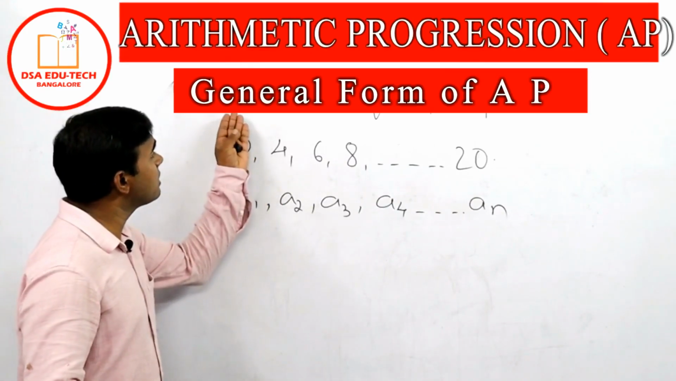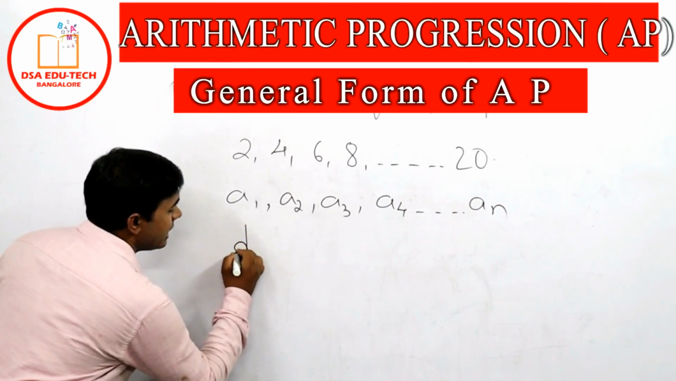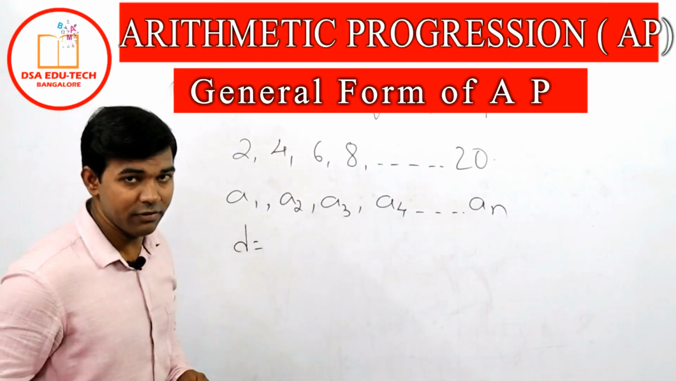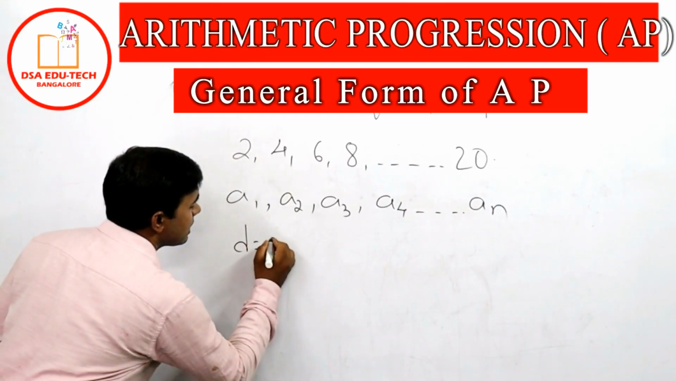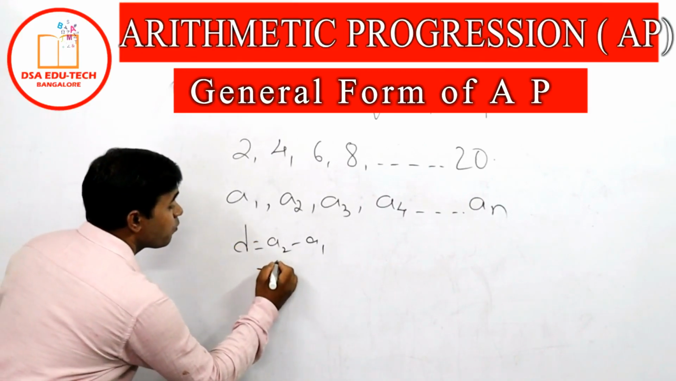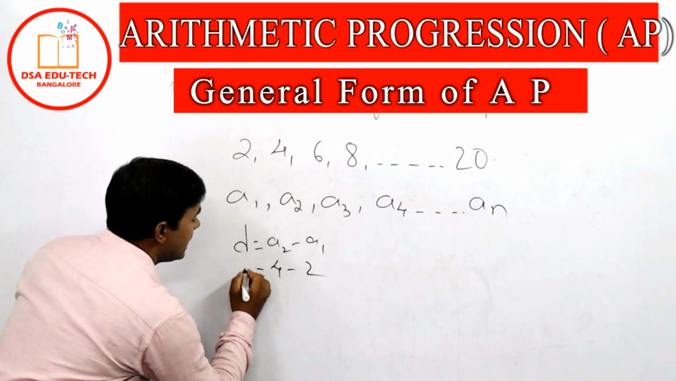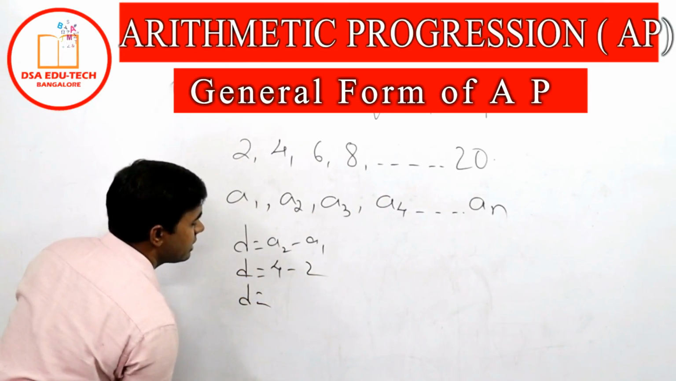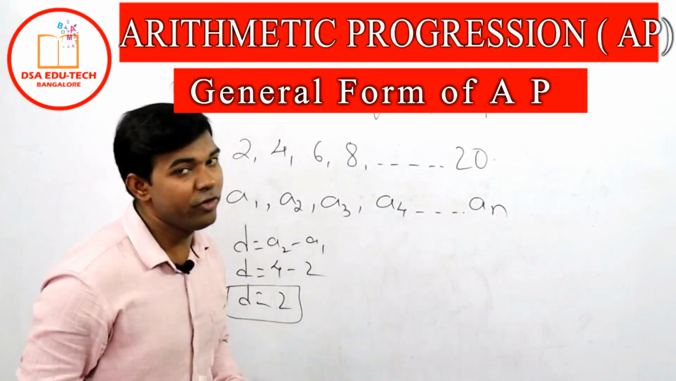Before finding the general form of an AP, let me find D. D is nothing but the common difference, right? So D is what? Succeeding term minus preceding term. That is my A2 minus A1. So what are we getting? We are getting 4 minus 2. So D is equal to 2. So what is the value of the common difference D here? 2 we have got.